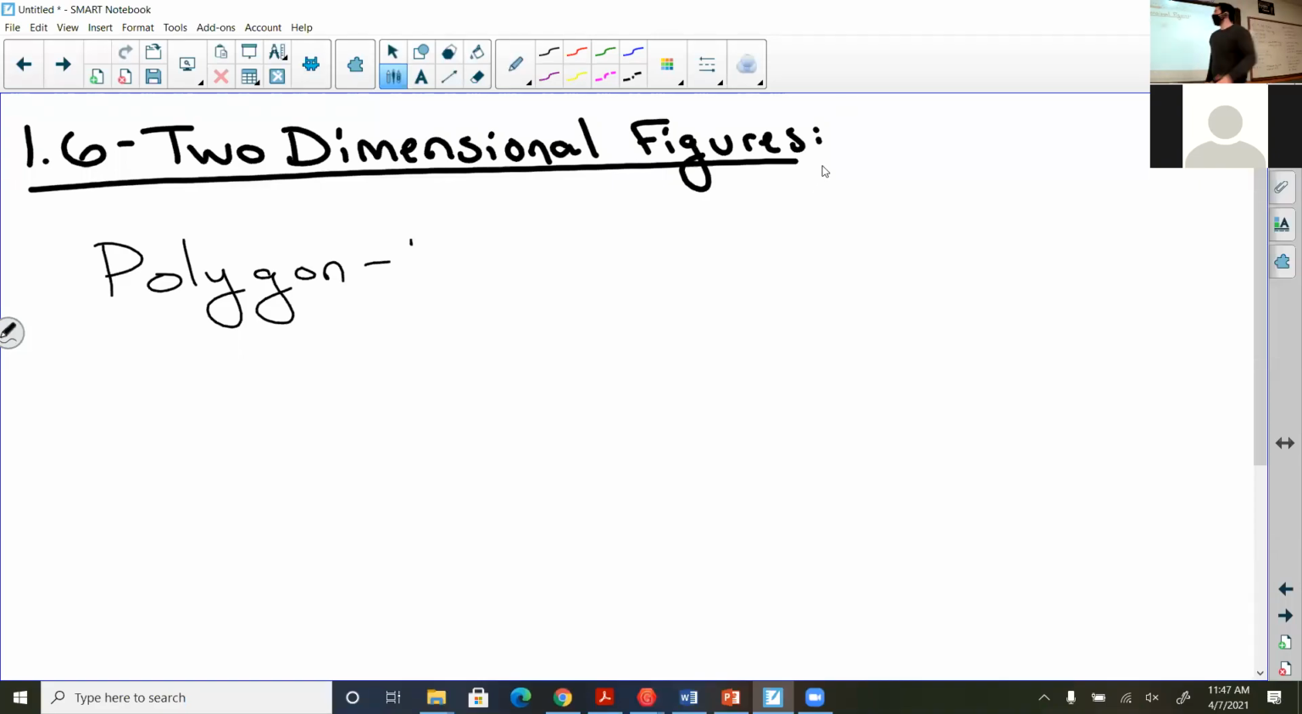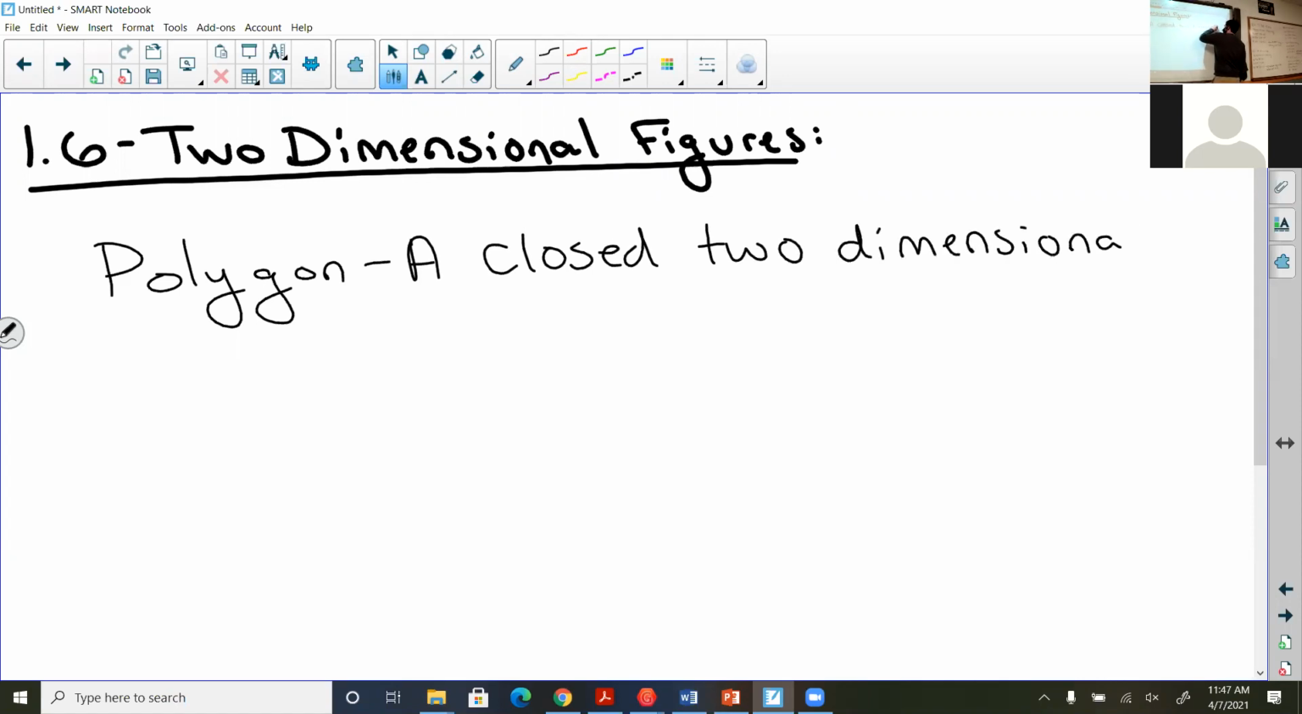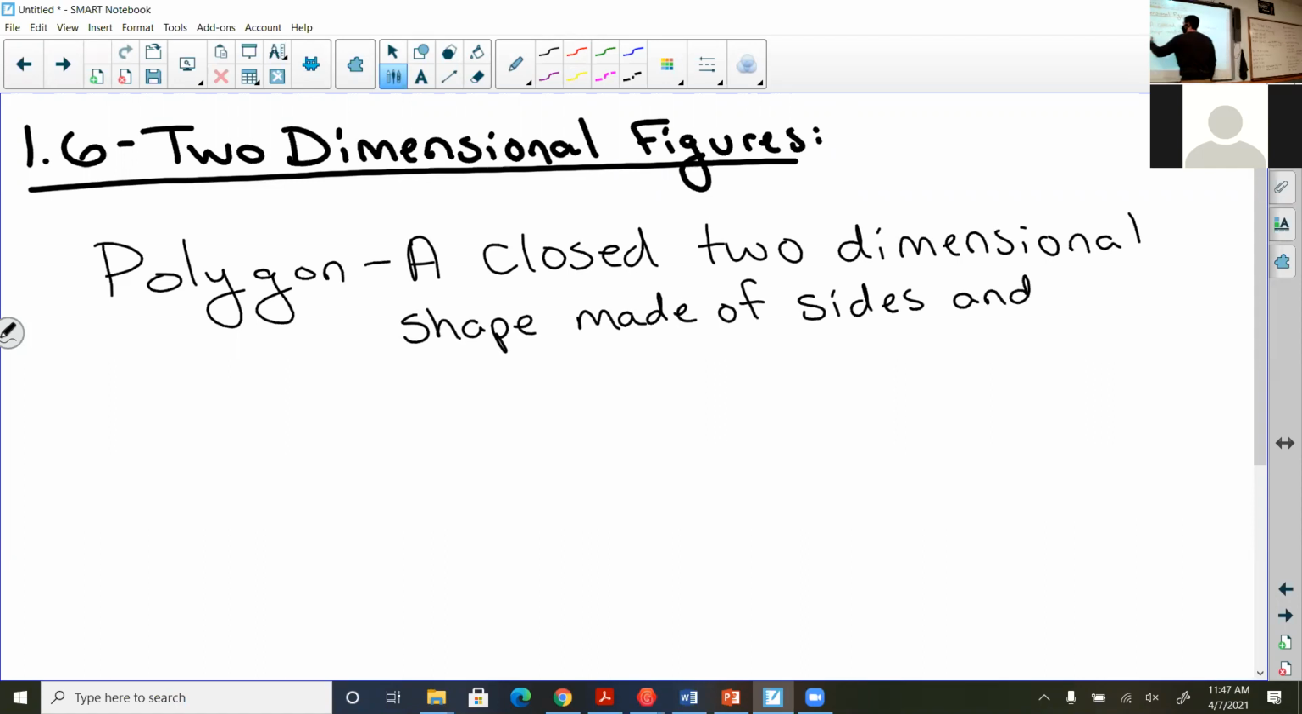All right, so a polygon. A polygon is a closed two-dimensional shape made of sides and vertices.